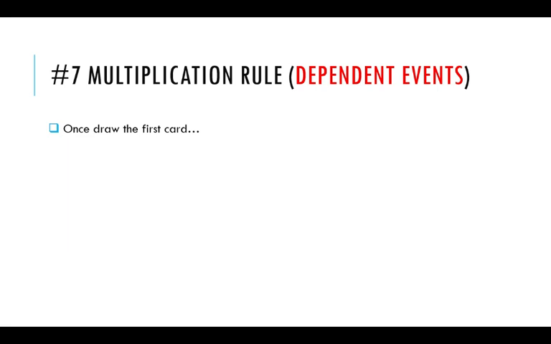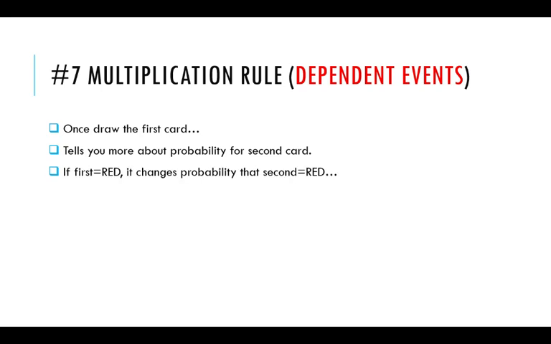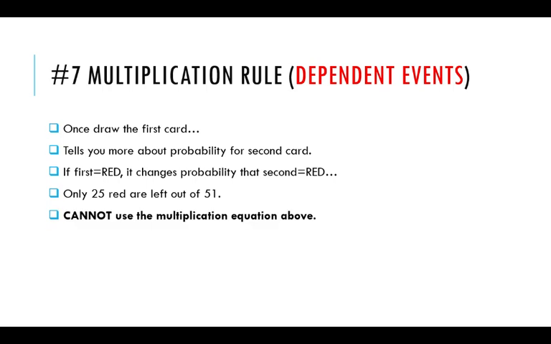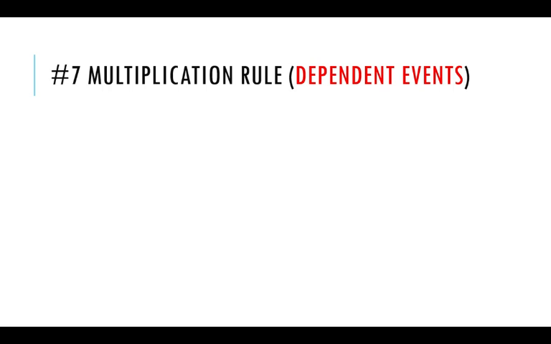Everyone understand that once we draw the first card, it's going to tell you more about the probability for the second card. For example, if my first card is red, do you agree it changes the probability that the second one is red, right? Now on the second draw, there's 25 red ones left out of 51 cards. The probabilities have changed. So I can't use the multiplication equation above from number 5. I need a new one for dependent events. Okay, I've beat that horse to death. So I think you understand where we're going here.